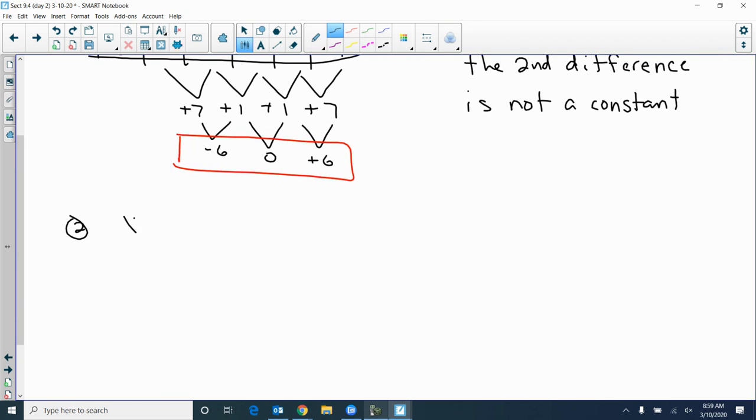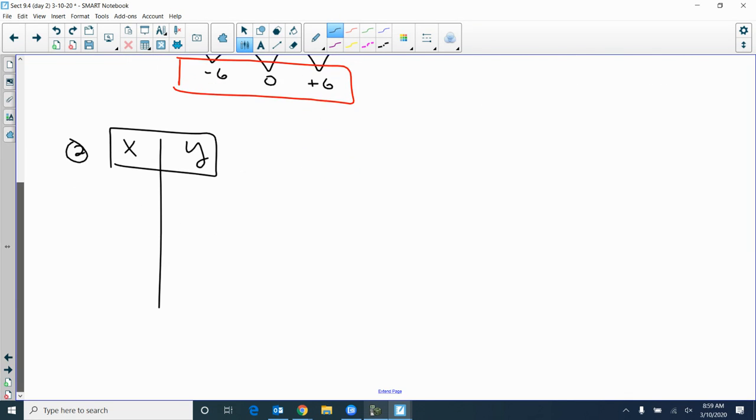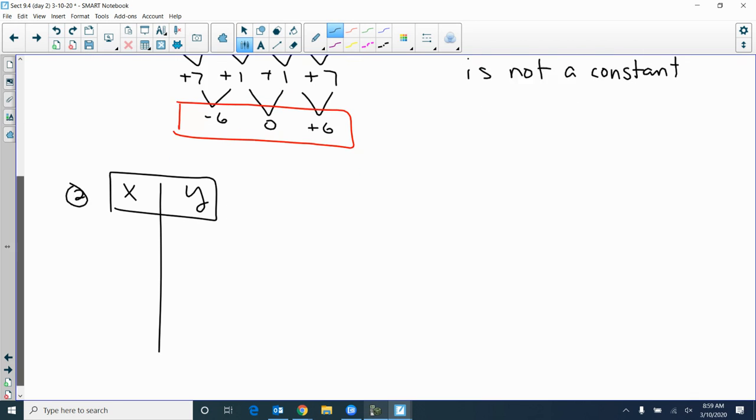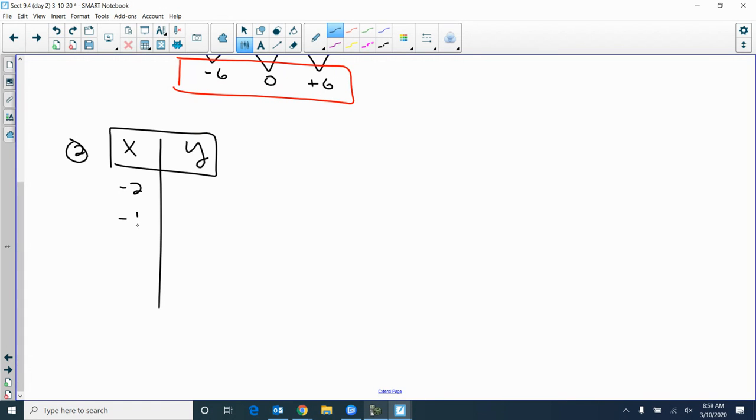Now for the second one, like I said, it doesn't matter whether you do this vertical or horizontal, just so that you see it both ways. I'll do this one vertical. X is -2, -1, 0, 1, and 2. What are my Y values? 4, 1, 0, 1, 4.